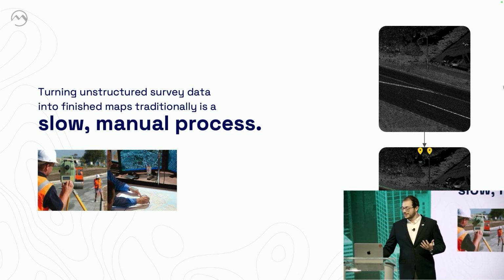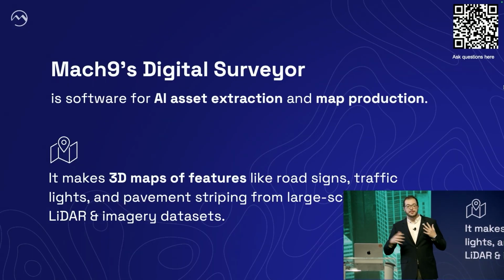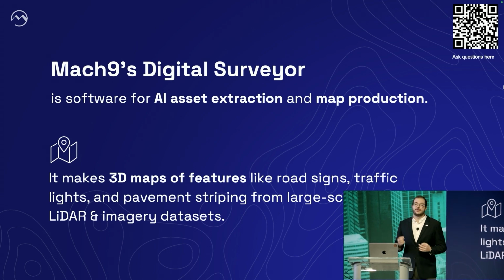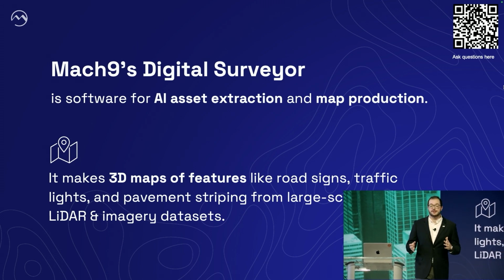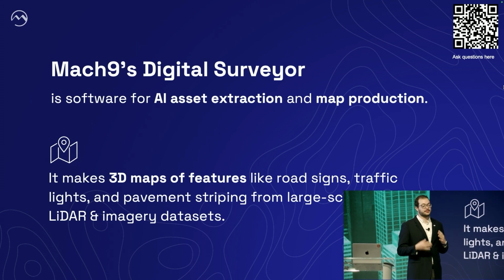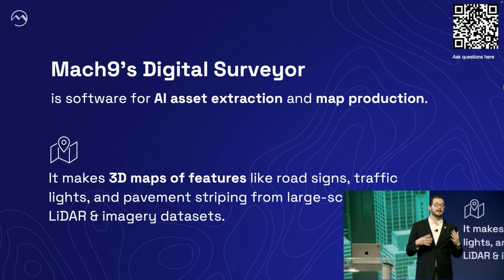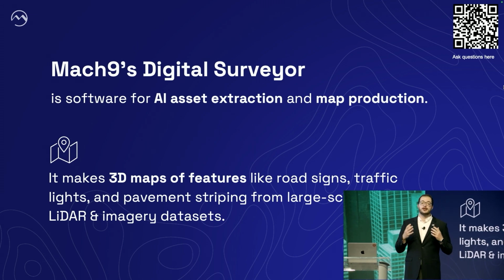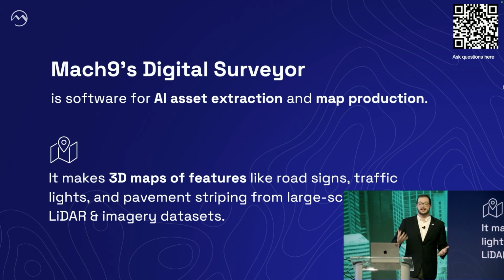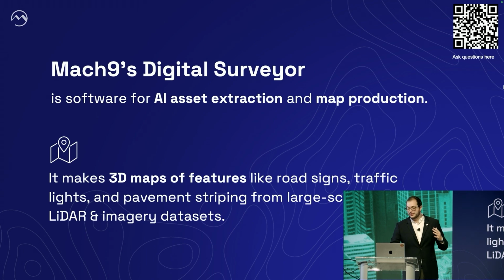And so Mac9's Digital Surveyor is software for AI asset extraction and map production. It creates 3D maps of features like road signs, traffic lights, or pavement striping from large-scale mobile LiDAR and imagery data sets. So you can go and create your maps. And I'll talk a little bit more about that visually now.